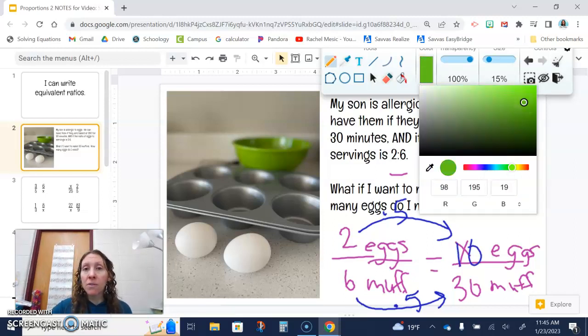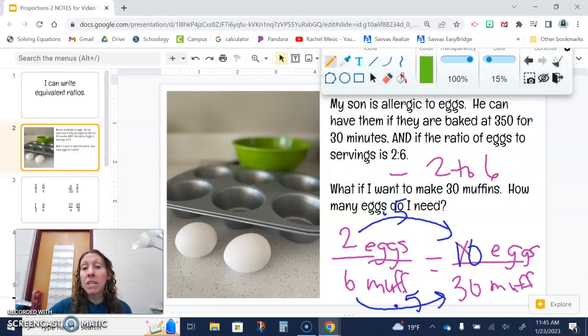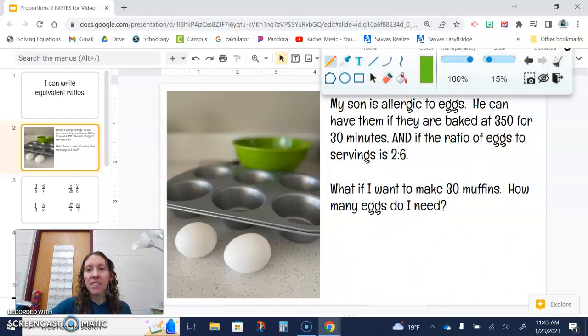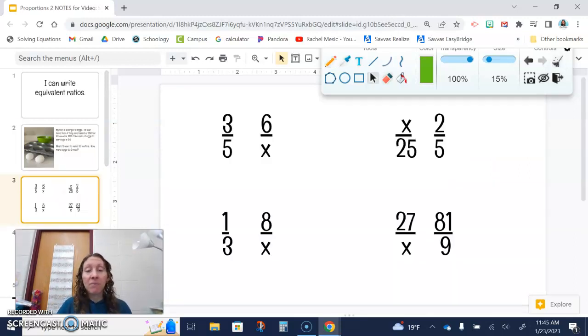So I would need 10 eggs to make 30 muffins. I could also go from top to bottom and say, 6 is 3 times 2. So however many eggs I have, I can make triple that number of muffins. So I could also think what number times 3 is 30, and I'm still going to get 10. So there's going to be more than one way to find the answers today. All right, here's a few more.